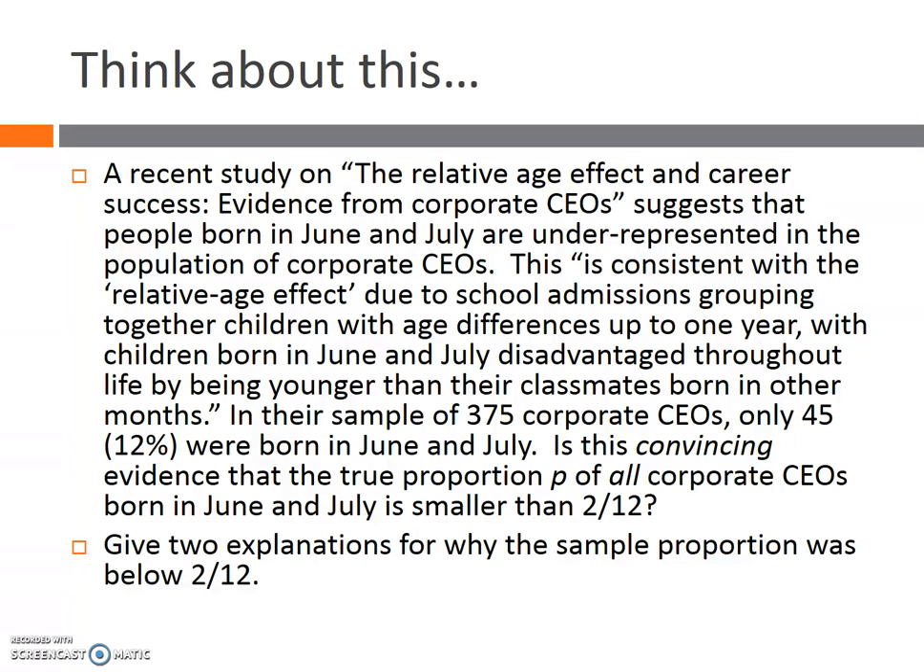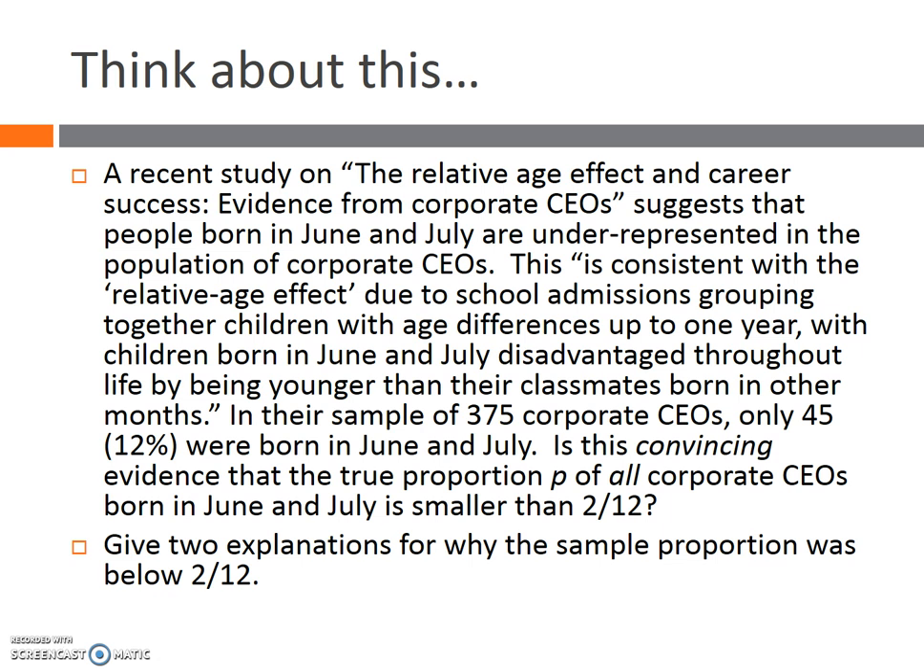In their sample of 375 corporate CEOs, only 45, which is 12%, were born in June and July. Now, based on this sample, is it convincing evidence that the true proportion, p, of all corporate CEOs born in June and July is smaller than 2/12? Where do we get 2/12? Well, if it's evenly distributed, then 1/12 for each month, so 2/12 for June and July.